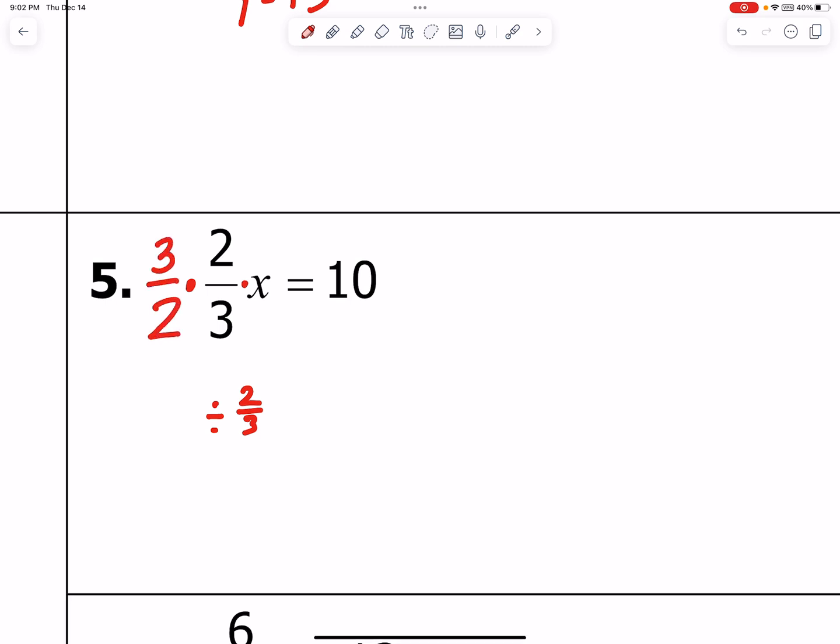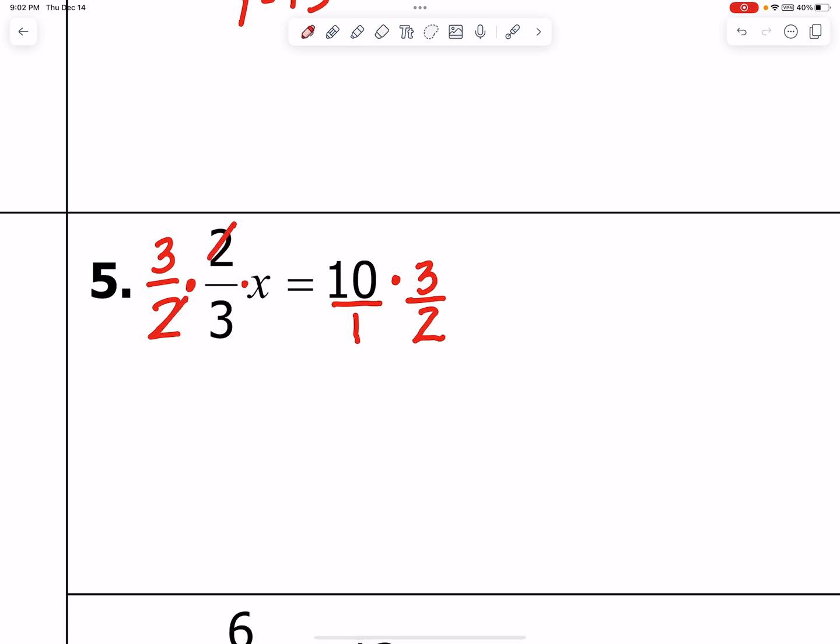And when you do that, you can see everything would cancel out if you cross simplified. Make sure you do it to both sides. Okay. And I'm going to write it like this because the 10 is in the numerator. And I'm actually going to rewrite that as 10 over 1. Okay. All right. So that's how you would solve those.